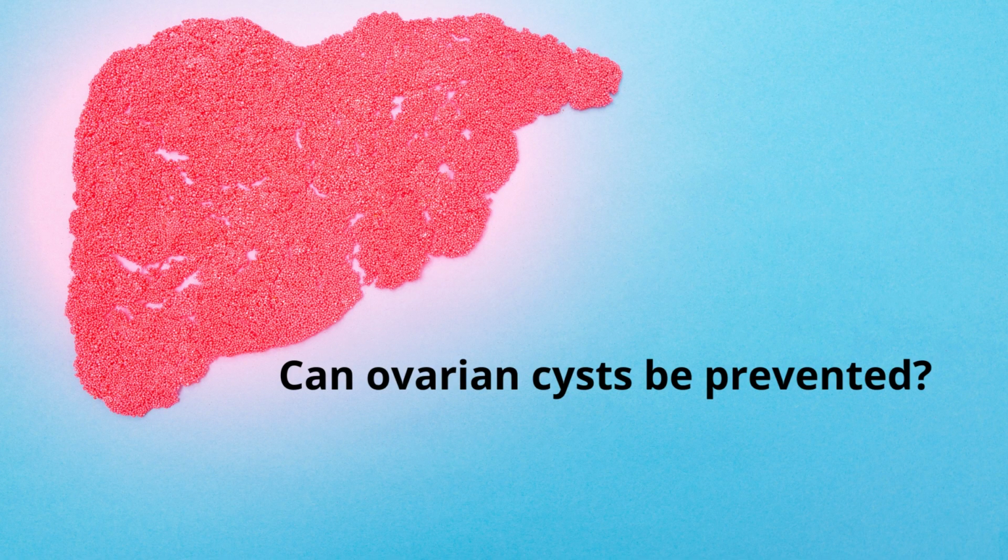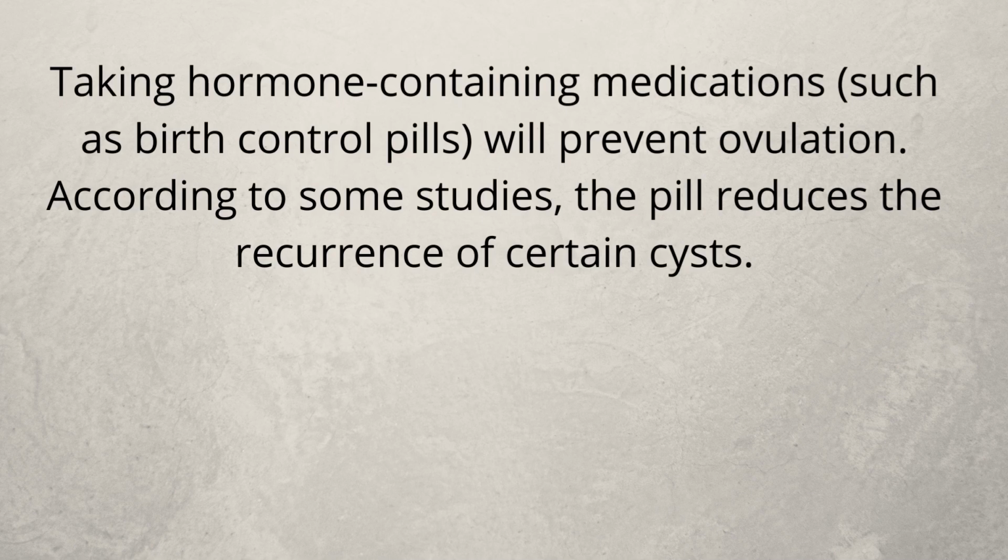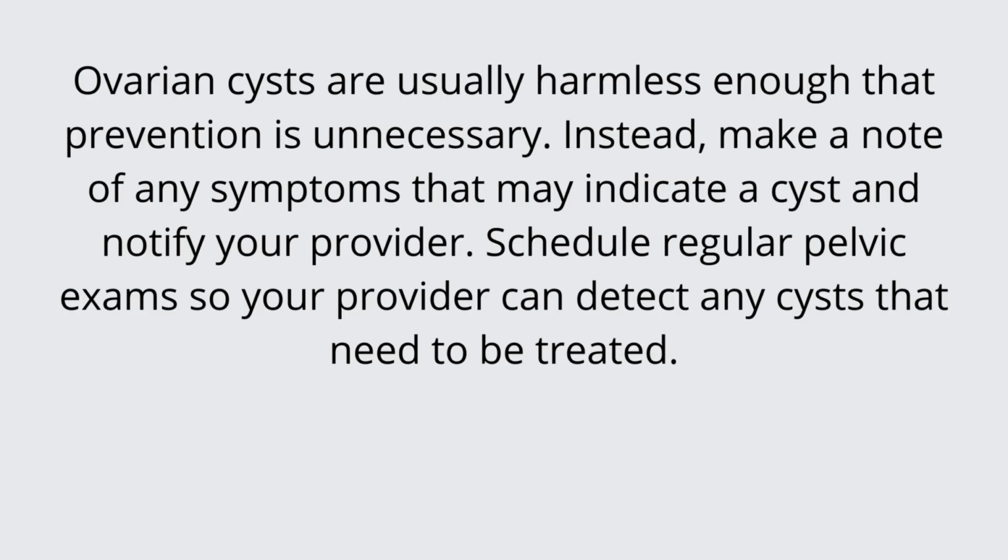Can ovarian cysts be prevented? Taking hormone-containing medications, such as birth control pills, will prevent ovulation. According to some studies, the pill reduces the recurrence of certain cysts.